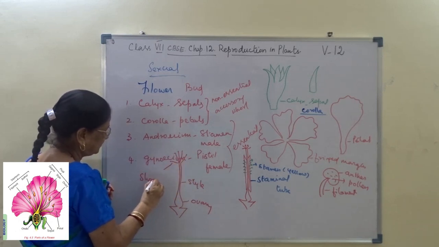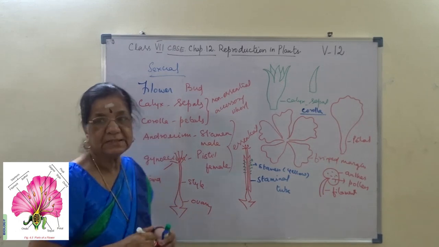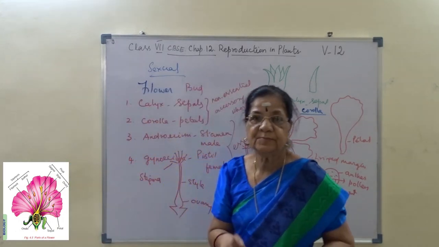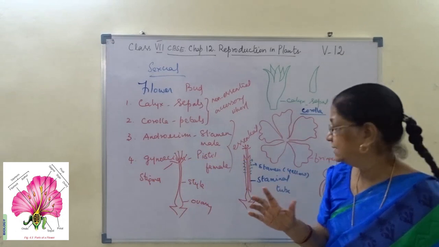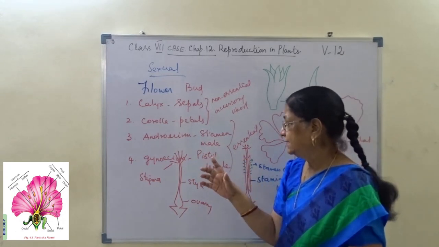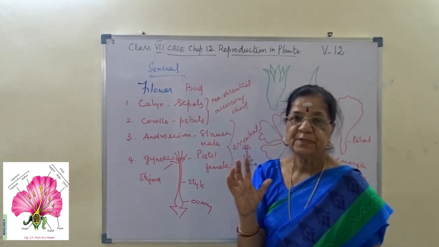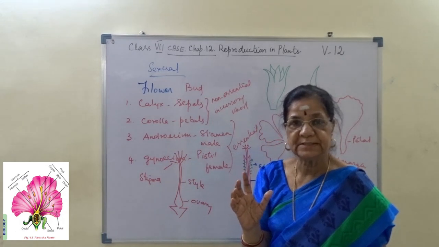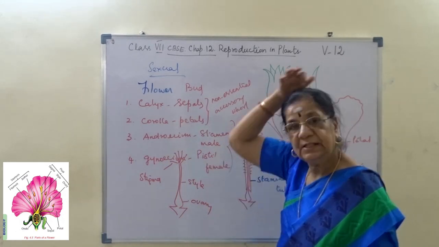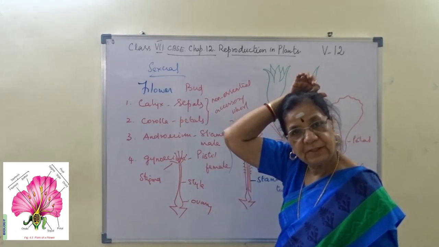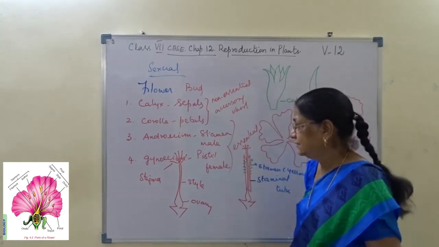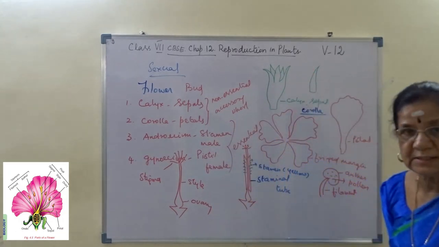In hibiscus alone, the style ends in 5 branches of stigma. I hope you understand. So this is the structure of a flower, essentially the androecium and the gynoecium.